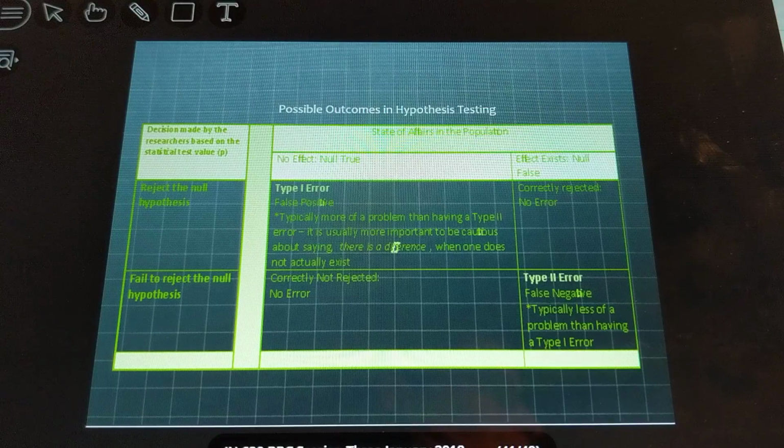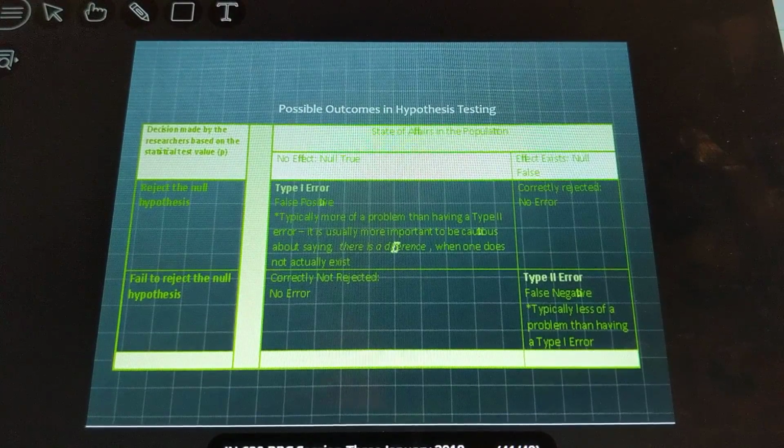Okay, so if you reject the null hypothesis, but it's a false positive, you have created a type 1 error. You have established a type 1 error, okay? Typically, it's more of a problem than having a type 2 error. It's usually more important to be cautious about saying there is a difference when one does not actually exist. The other option here would be that there is an effect and the null is false and correctly rejected, and therefore there is no error.